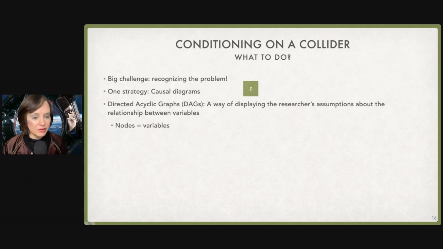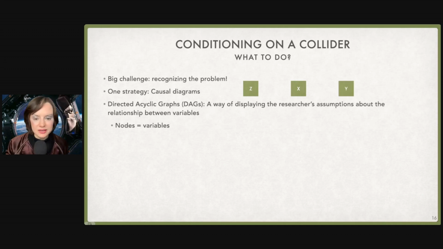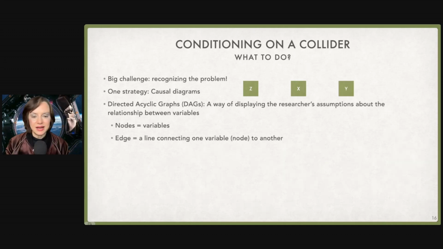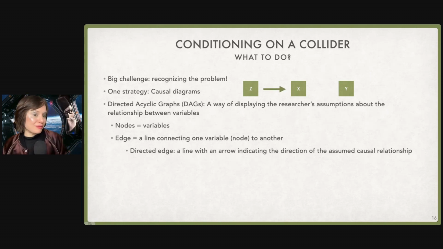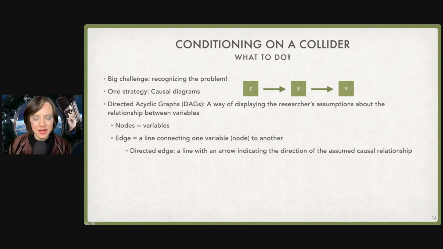Nodes are our variables. So for example, I have a variable z, and I have a variable x, and I have a variable y. An edge is a line connecting one variable or node to another. And we're going to draw directed edges. So a directed edge is a line with an arrow indicating the direction of the assumed causal relationship. And I think, based on my theory and thinking about the world, that z influences x. And I think that x influences y. Ta-da! I've drawn a directed acyclic graph.